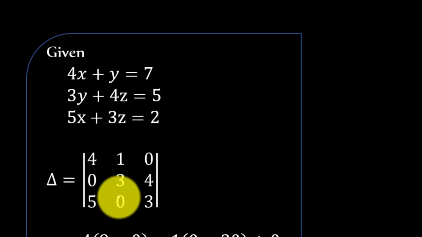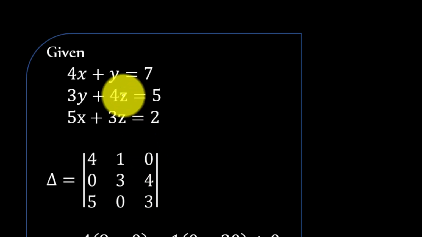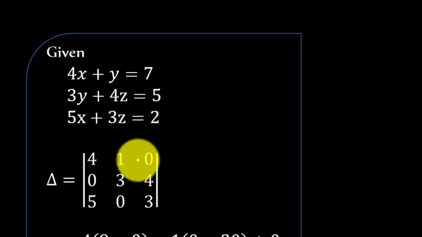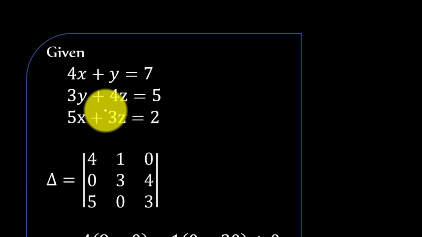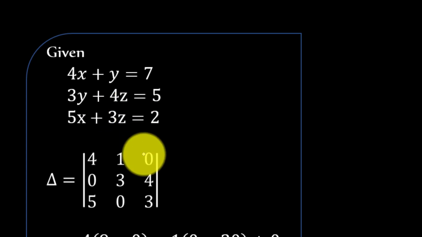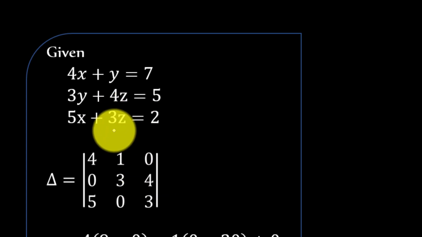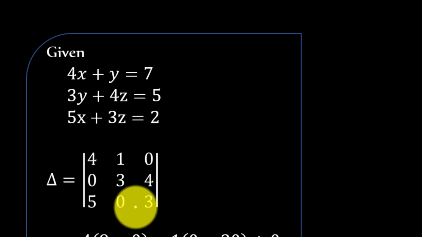Similarly for the third column, in the first equation the z coefficient is not there, that's why I have written 0. In the second equation we have z coefficient as 4, I have written it as 4. And in the third one we have 3z, that's why I have written the z coefficient as 3. So this is how to write the delta.